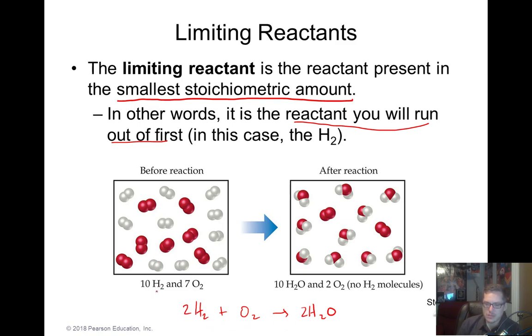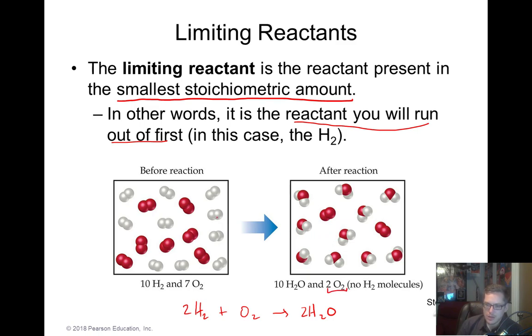So if we had 10 molecules of hydrogen and 7 molecules of oxygen, then we could combine them, but in order for this to work, every 2 hydrogens need to combine with every 1 oxygen. So all of our hydrogens will be used up, but only 5 of the oxygens will be used up, because for these 10 hydrogens to be used up, it only takes 5 of these oxygens. So we'll still have 2 oxygens left over on this side.